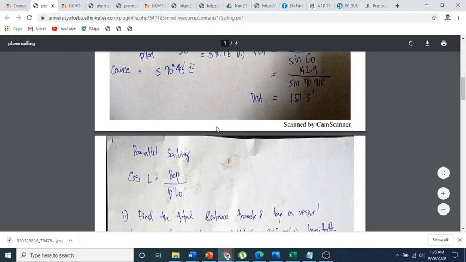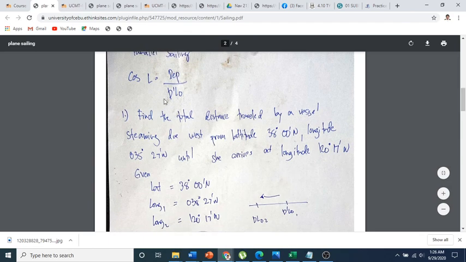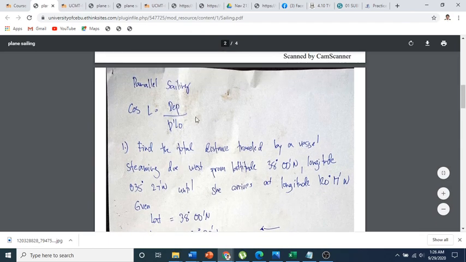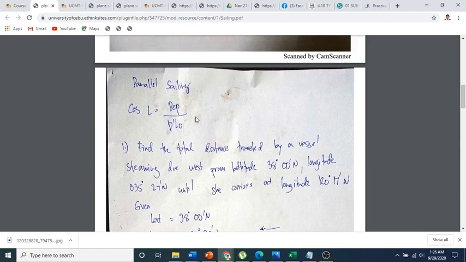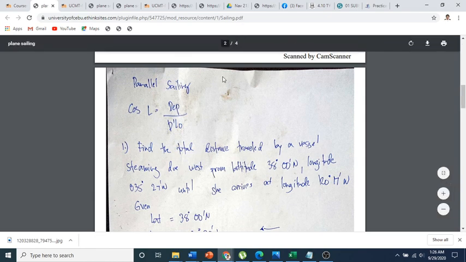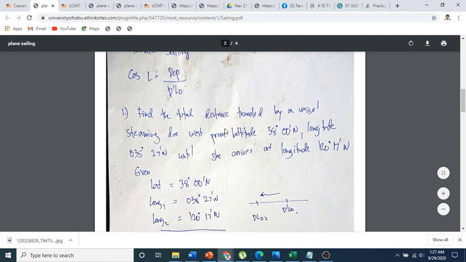Next, we proceed to parallel sailing. This is the formula for parallel sailing. In parallel sailing, it is understood that the ship is on the same parallel of latitude. So it has the same latitude, only the longitude is different, as per definition. Having said that, let's go to a sample problem.